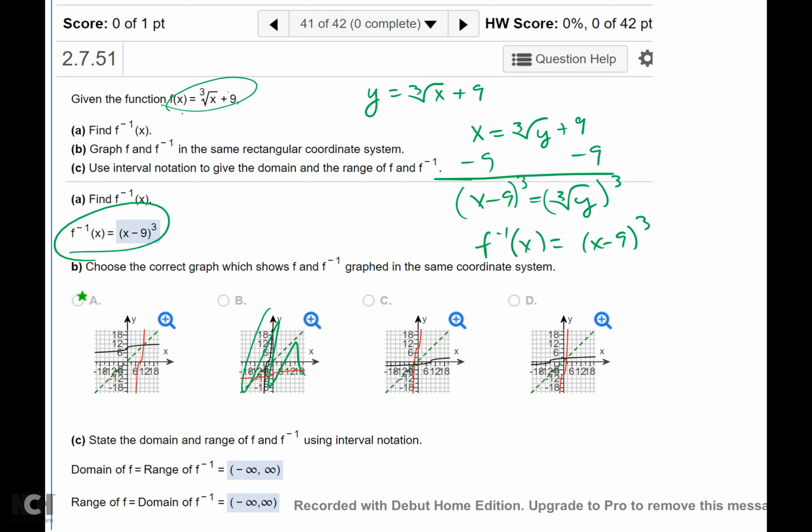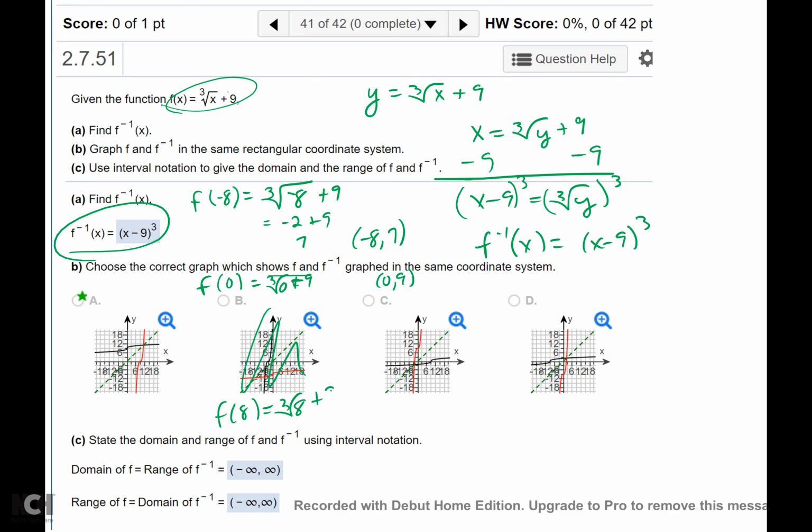So if I do this one, generate some points. Let's pick f of, I don't know, negative 8. I'd have the cube root of negative 8 plus 9. That'd be negative 2 plus 9, which would be 7. So if I graph negative 8, 7. Let's pick f of 0. We have the cube root of 0 plus 9. That'd be 0 plus 9. So I got 0, 9. And then pick f of 8, which would be the cube root of 8 plus 9, which would be 2 plus 9, which would be 11. So I got 8, 11.